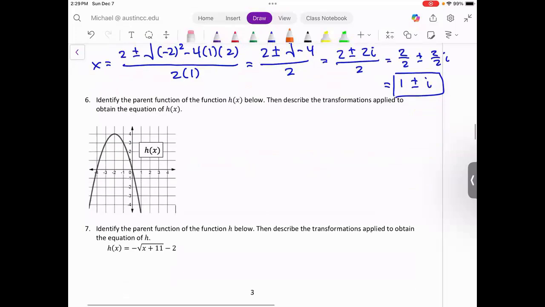Okay. All right, for the following graph, we'll identify the parent function and describe what transformations are applied. So our parent function, this is a quadratic. So our parent function is y equals x squared. First of all, we know that it's flipping downward where our parent function flips upwards. So that is a reflection across the x-axis.